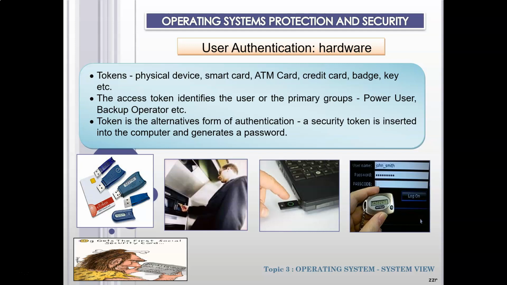The access token identifies the user and the primary group: power user, backup operator. Just now we have learned about this. Token is an alternative form of authentication. A security token is inserted into the computer and generates a password. This is something like an auto-generated password. I don't think we have used it in here. You can see tokens look something like this. When you put the token into your computer, you need to have the software to run the auto-generated password.